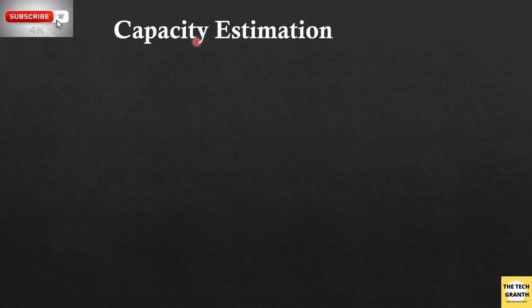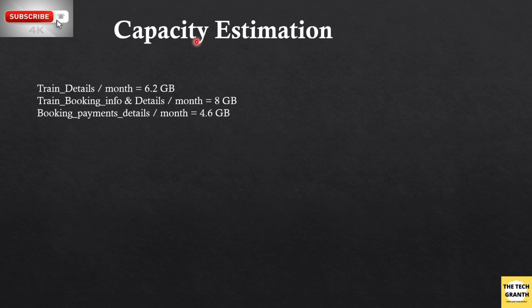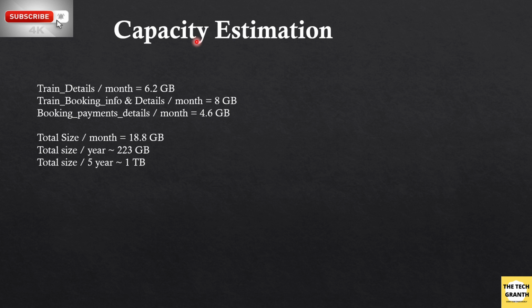Next is your overall capacity estimation, which has to be done for creating your database. If you see, train detail per month takes 6.2 GB. The booking part takes 8 GB. The payment takes 4.5 GB. So overall size over a period of 5 years can grow up to 1 TB.